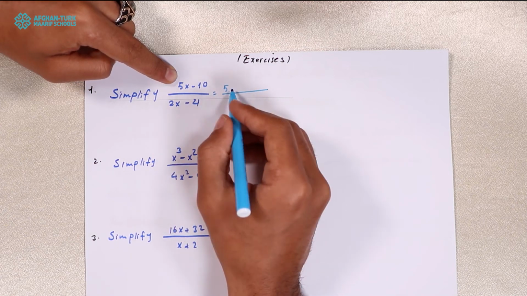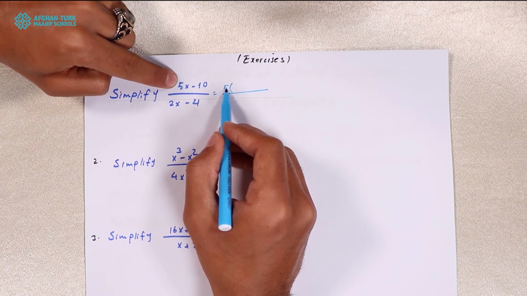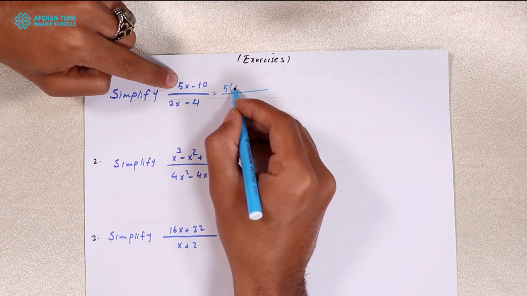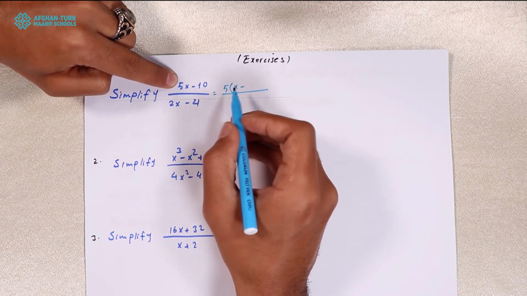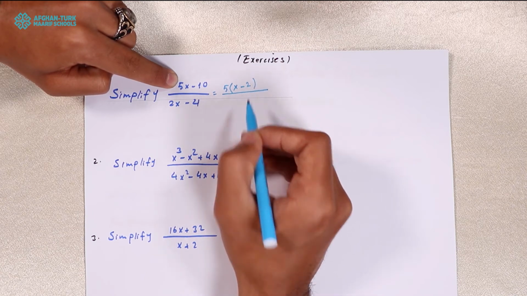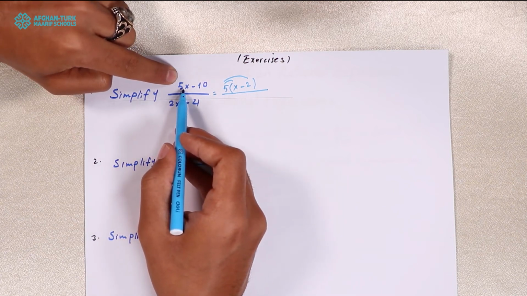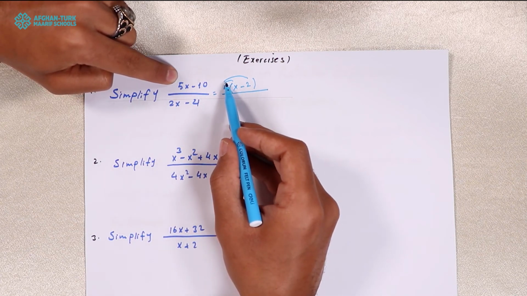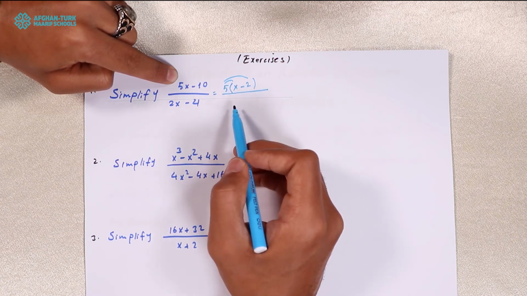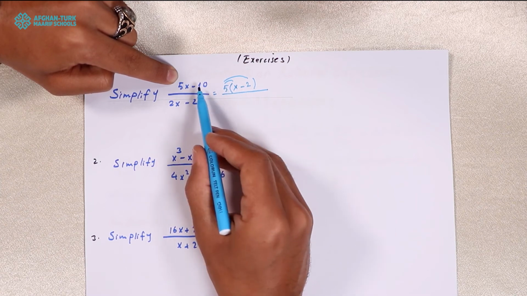Then what should we do? We should divide each term by the greatest common factor, or GCF. 5x over 5 is x, minus 10 divided by 5 is 2. If you want to go back to the expression, you can multiply this common factor with each term of the expression: 5 times x is 5x, minus 5 times 2 is 10.